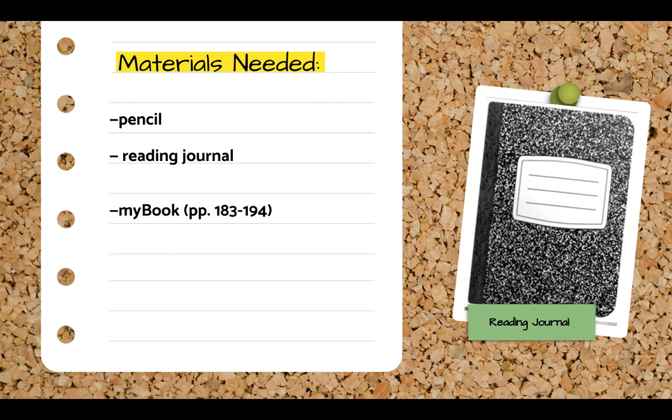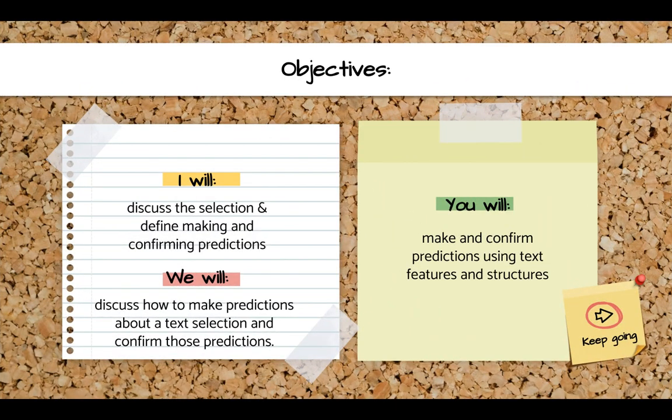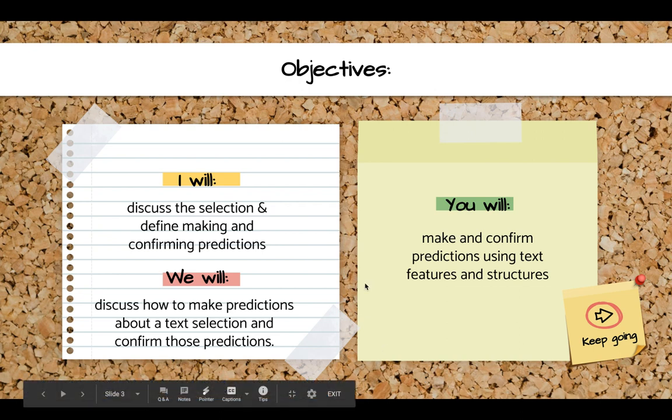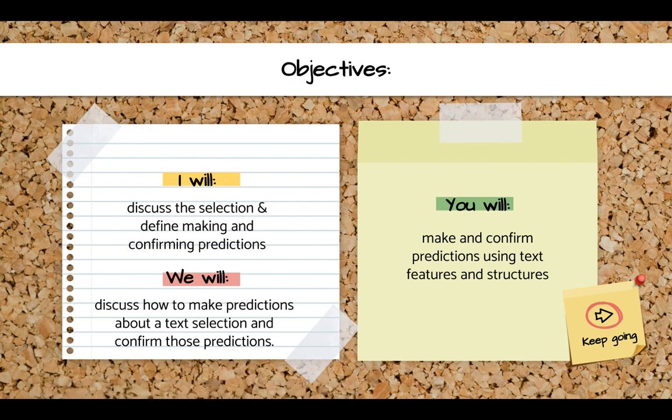For this lesson today, you will need a pencil, your reading journal, and your My Book, pages 183 through 194. You are about to read objectives today. Your objectives are: I will discuss the selection and define making and confirming predictions. We will discuss how to make predictions about a text selection and confirm those predictions. Then you will make and confirm predictions using text features and structures.